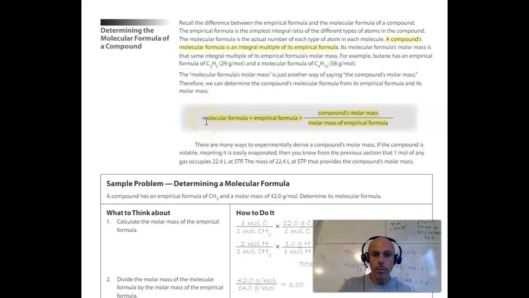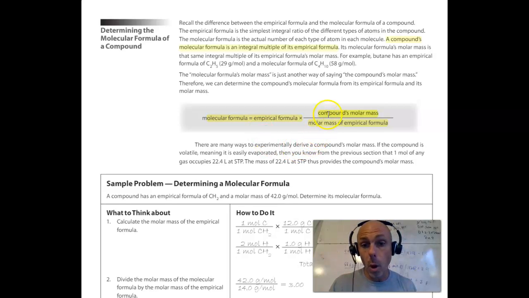Well, the molecular formula will be the empirical formula multiplied by this ratio, which is most easily found by comparing the compound's molar mass to the molar mass of the empirical formula. So in a molecular formula problem, you'll first typically find the empirical formula, and often it'll ask you to do that, but if it doesn't, assume that's a step you have to take.